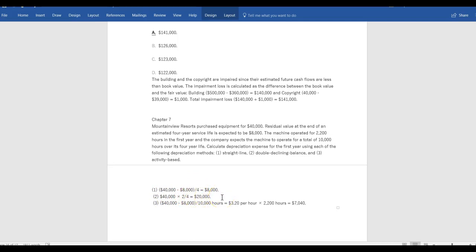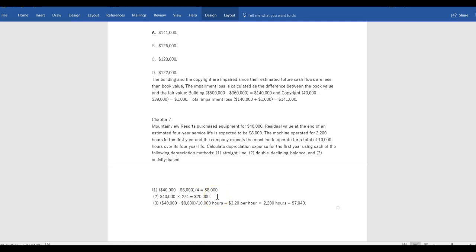Now, you may have a question that says, what is the double declining depreciation amount in the second year? So you would have to figure out the first year. Remember, then you take the 40,000 minus the 20, you come up with a new carrying value, and then you would take that times 2/4, in this example, straight line times 2, to come up with the second year's depreciation expense.